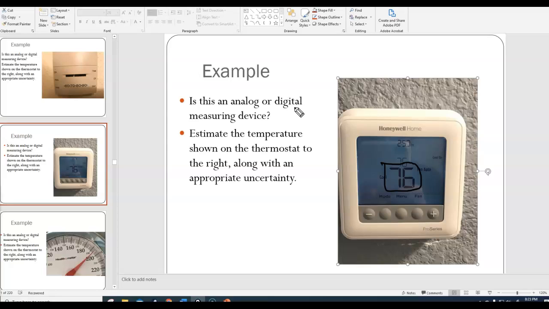So this is a digital measuring device, and it says estimate the temperature shown, but because it's a digital measuring device, we don't need to make an estimate. We can just write down 76 degrees Fahrenheit.